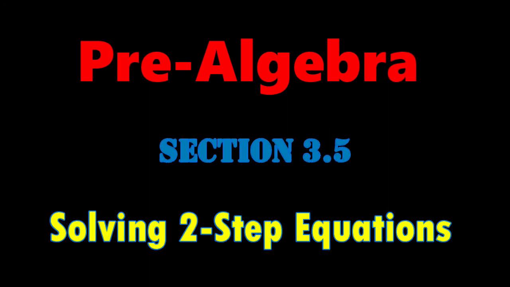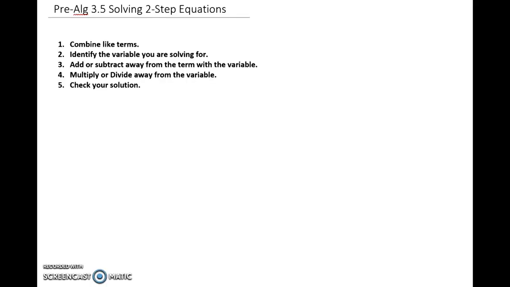And in this section, we are going to learn how to solve two-step equations. So in the last couple of sections, we have been learning to solve for variables using either adding or subtracting away from the variable, or then multiplying or dividing away from the variable. And in this section, we're going to combine those two ideas. So now it's going to take two operations to solve the equation.